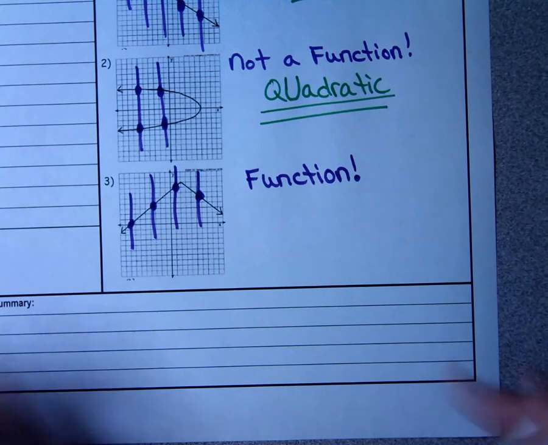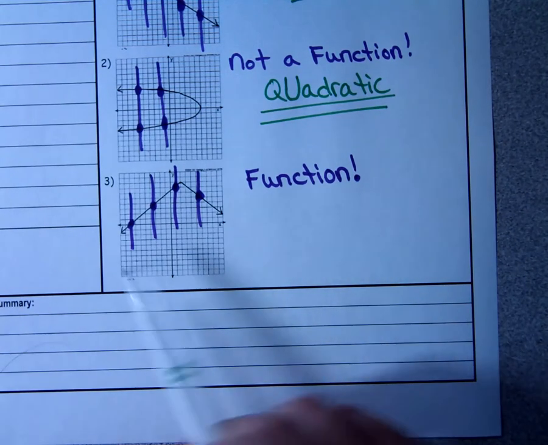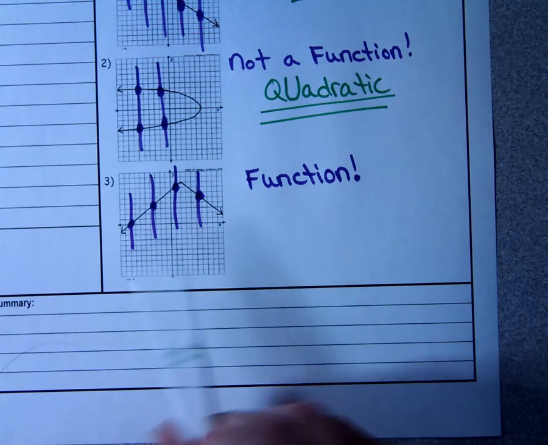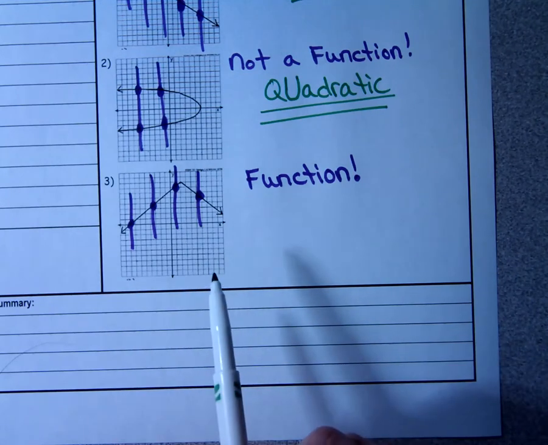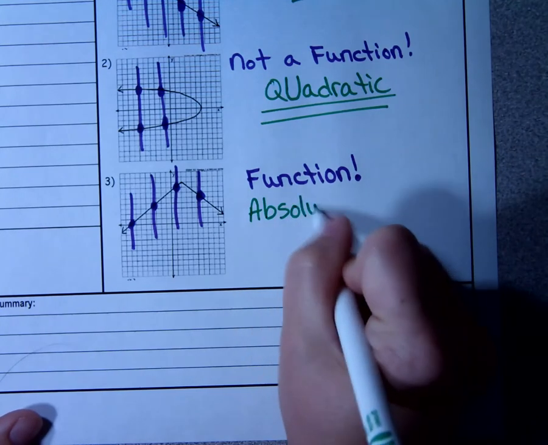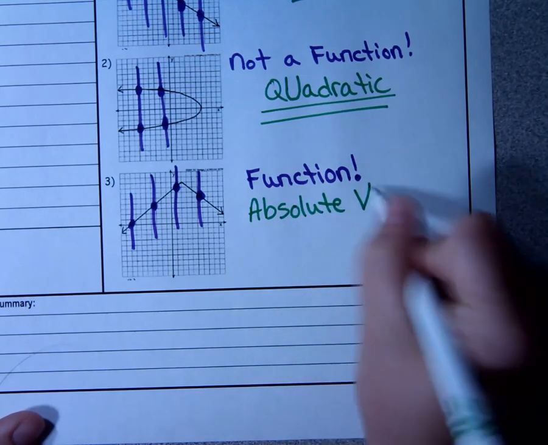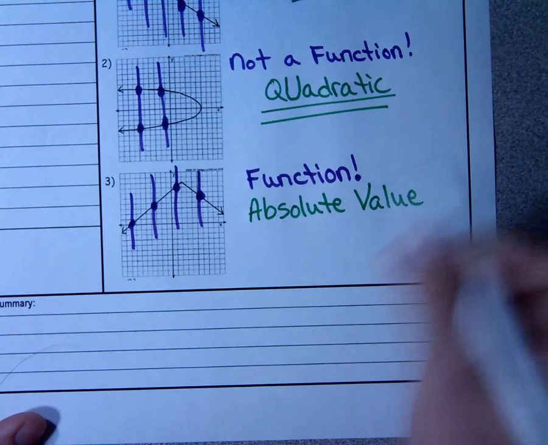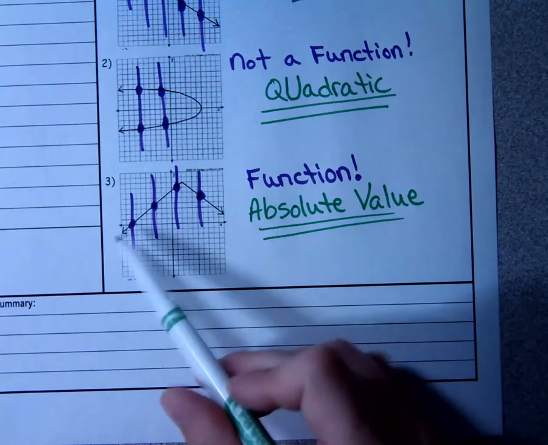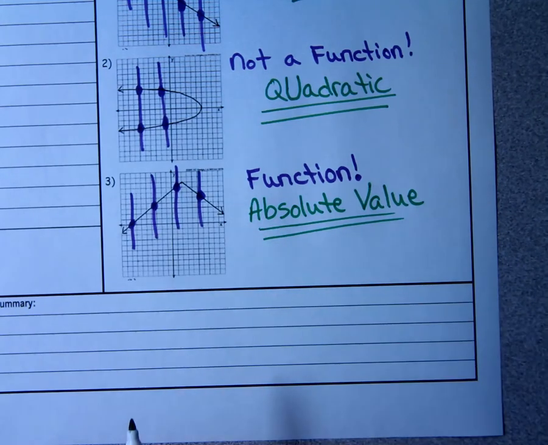Now, if I wanted to know what kind of graph it was, is it linear? Is it quadratic? Is it absolute value? Or is it exponential? What would you say? This one is absolute value because it is a V-shaped graph. So this is our absolute value graph. It's not the parent, but it is an absolute value graph. It just doesn't happen to be a function.